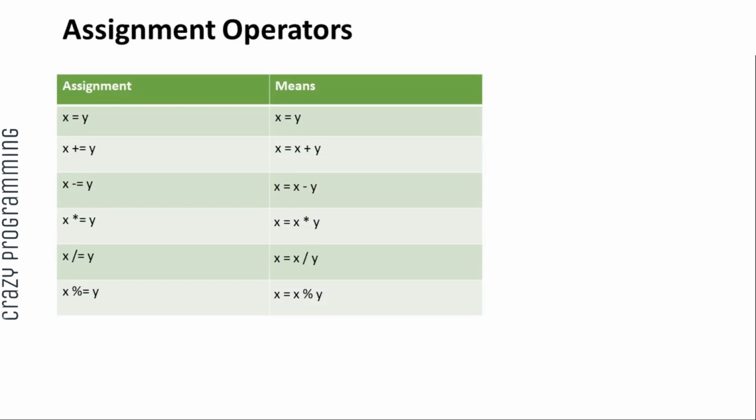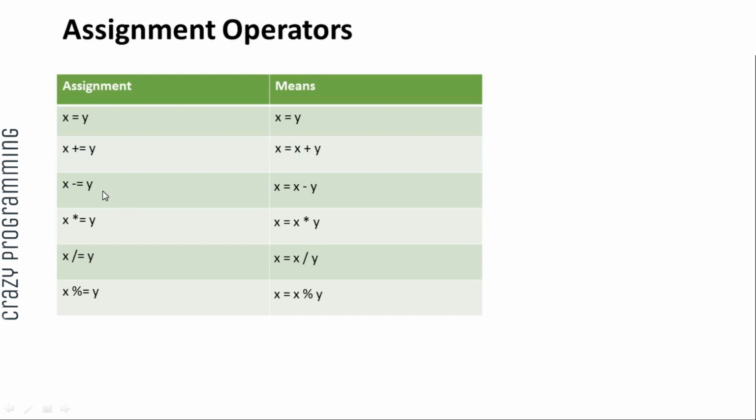Let's go with the next, assignment operators. This is a table of assignment operators. I divided it into two parts, that is assignment and what is the meaning of this. Alright, so assignment is very simple and easy to understand. x equals y, we all know x equals y means x equals y, simple. And the second one is x plus equals y, so it's very simple. First you see x plus equals y, then you just do x equals x plus y.